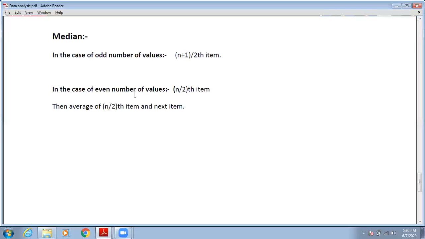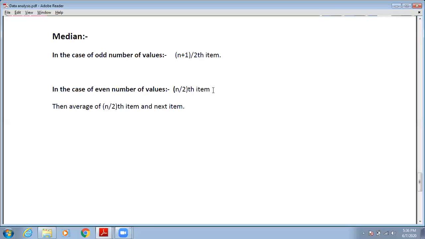When the number of cases is even, suppose you have 6 cases, that means an even number, then you take n divided by 2 item, that means 6 divided by 2. Then you take the average of that item and the next item. Let me rectify this. The formula will be n plus 1 upon 2 th item. What will happen in that condition?